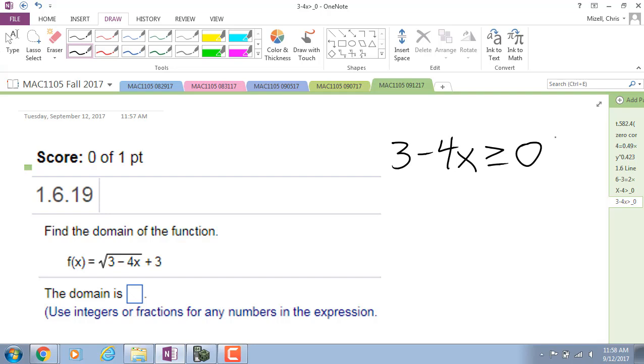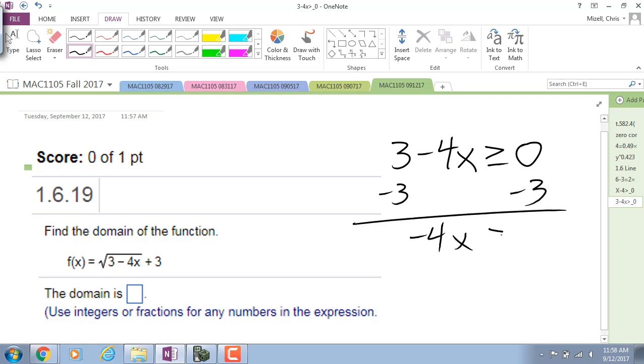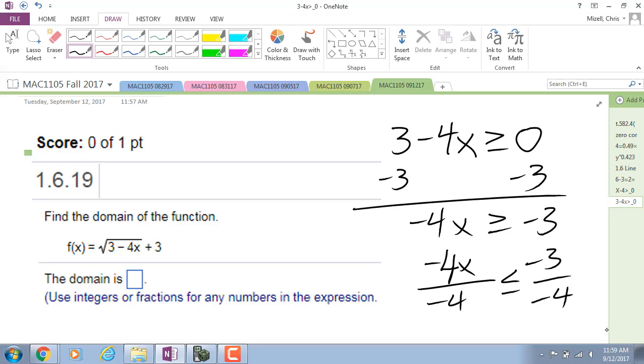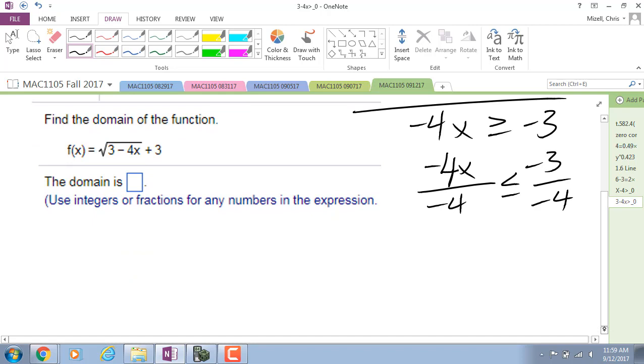Okay. So subtract 3 from both sides, and negative 4x is greater than or equal to negative 3. Actually, copy the negative 4x, copy the negative 3, then divide both sides by negative 4, because we're going to have to reverse the direction of the inequality symbol because we're dividing both sides by a negative number. What is negative 3 divided by negative 4? It's probably going to prefer the 3/4 to the 0.75.